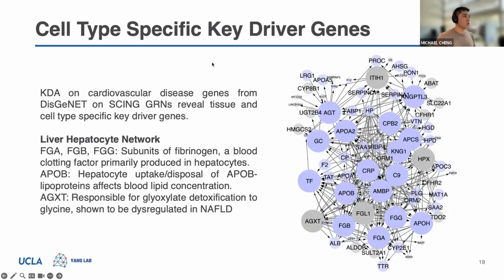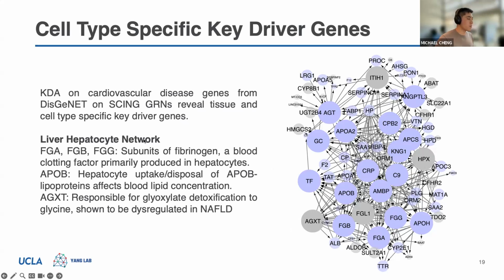So here I'm showing an example of how to use these cell type gene regulatory networks for key driver analysis. I've queried all of the cardiovascular disease genes annotated by DisGeNET, and I've overlaid them onto cinch gene regulatory networks to reveal these key driver genes here. The nodes that are in blue and that are larger are the key drivers that are associated with cardiovascular disease. The ones that are in gray are not annotated as cardiovascular disease genes.